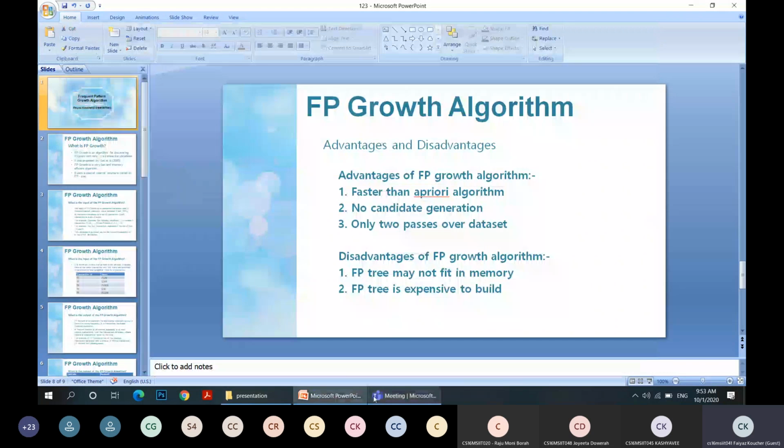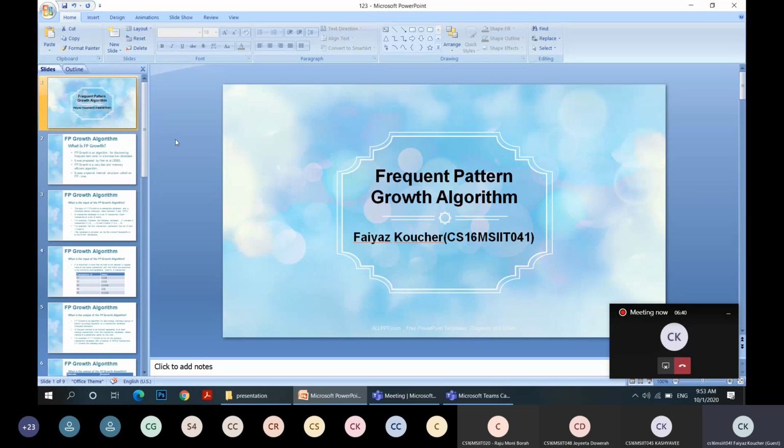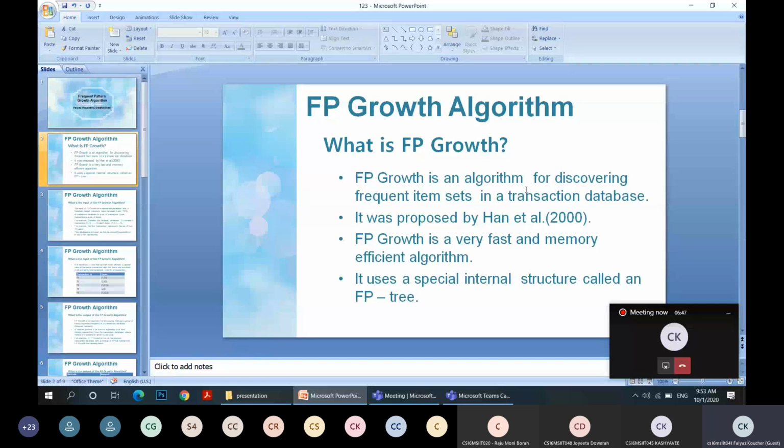Today my topic is the frequent pattern growth algorithm. I myself am Fayaz Kochar, and I want to explain what the FP growth algorithm is. FP growth is an algorithm for discovering frequent item sets in a transaction database. It was proposed by Han et al. in 2000. FP growth is a very fast and memory efficient algorithm. It uses a special internal structure called an FP tree.